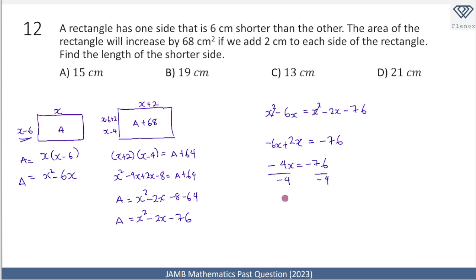I have x will be equal to 19. So that means the length of the longer side is 19. But the question asks us for the length of the shorter side, and we've seen that the shorter side is x minus 6. So the shorter side is just going to be 19 minus 6. And what is 19 minus 6? 13 centimeters. And that makes option C the correct option.